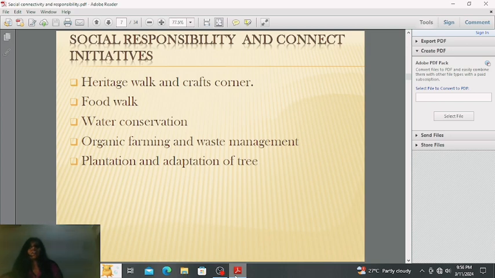So there were a few social responsibility and connect initiatives which were taken, and here are a few which I was also a part of in our college: the Heritage Walk and Craft Corner, Food Walk, water conservation, organic farming and waste management, and plantation and adoption of trees.